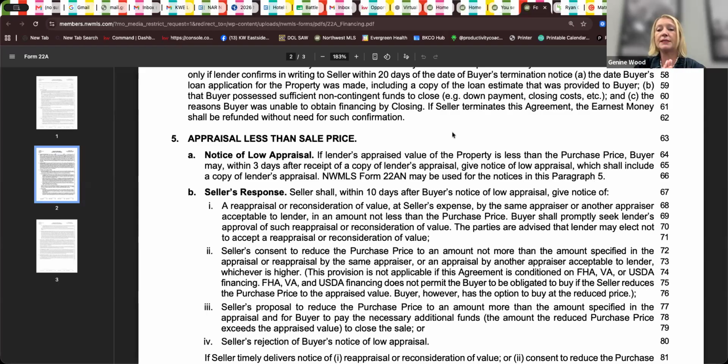The buyer shall promptly seek lender's approval of such appraisal or reconsideration. So I, as the buyer, have to say, lender, would you please consider a reappraisal or reconsideration? And lender will always say yes. That means that another appraiser has to go out, or maybe the same one if they're going to reconsider the value. And the parties are advised that the lender may not elect to accept an appraisal. Basically, the lender does not have to allow a reappraisal or reconsideration.